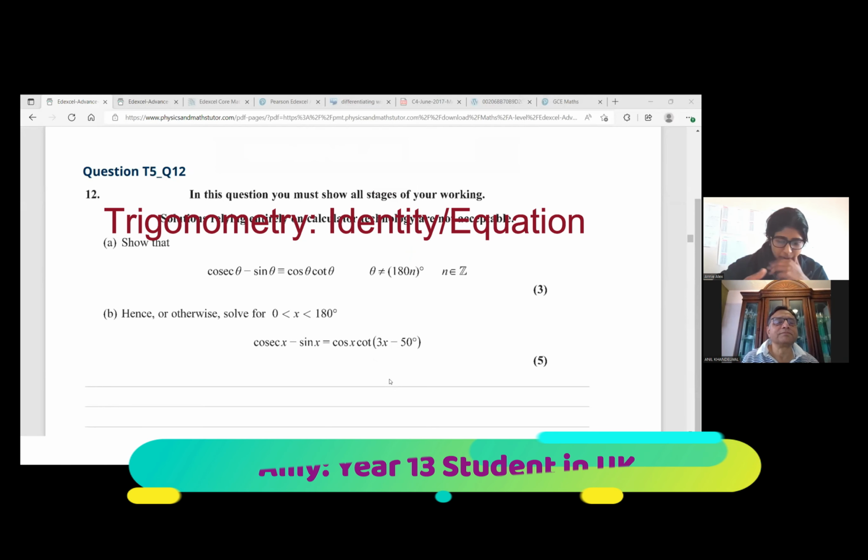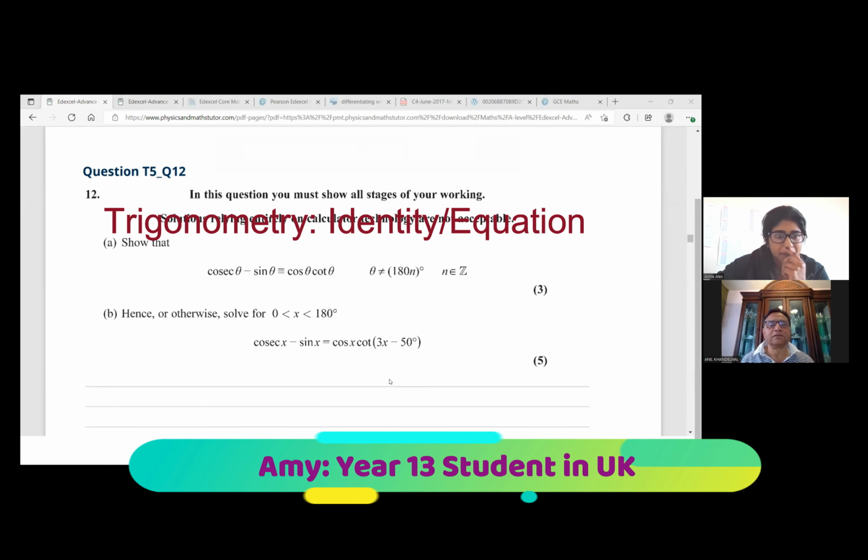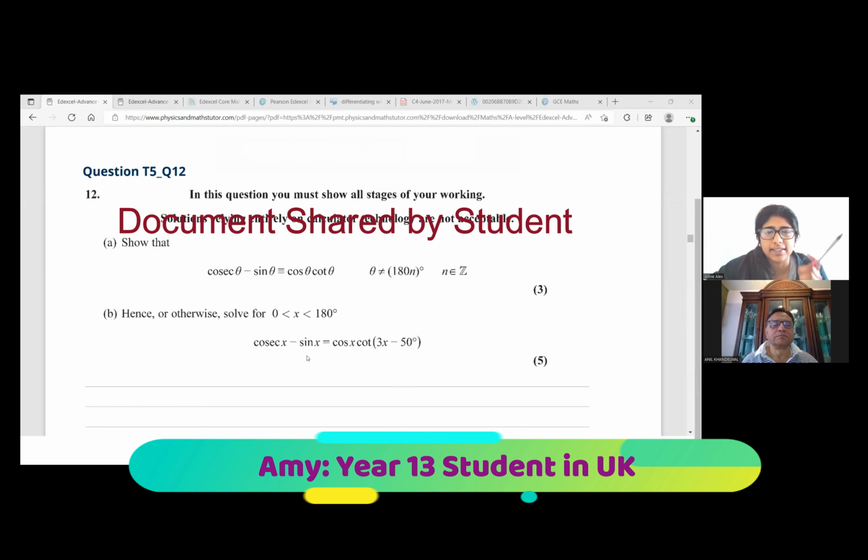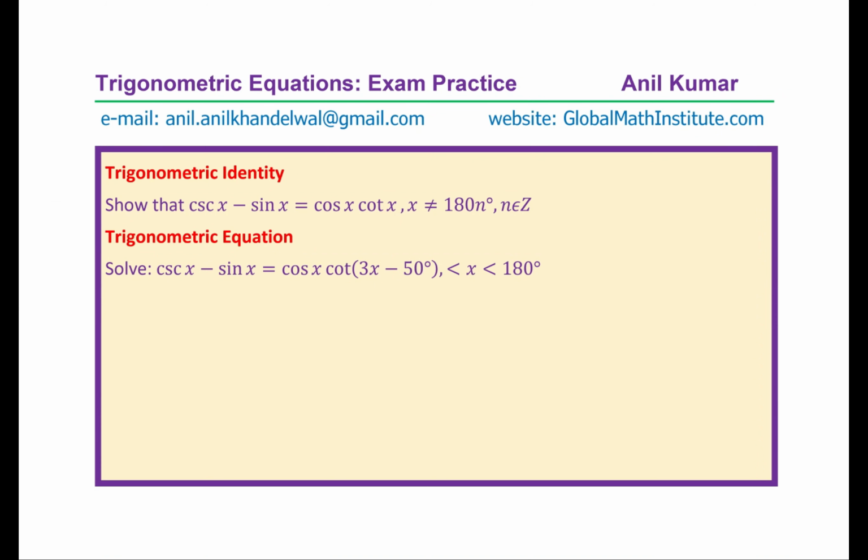So I just wanted to double check something with this. 12a, show that cosec theta minus sine theta equals cos theta cot theta. Yes. So that was nice and easy. But then part B, hence or otherwise solve for x being between 0 and 180, cosec theta minus sine theta equals cos theta times cot 3x.